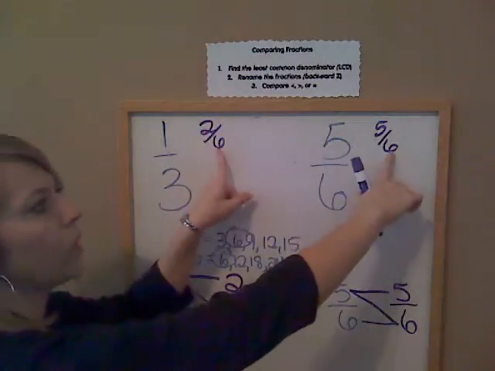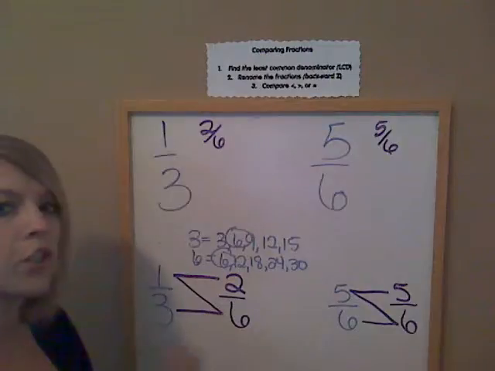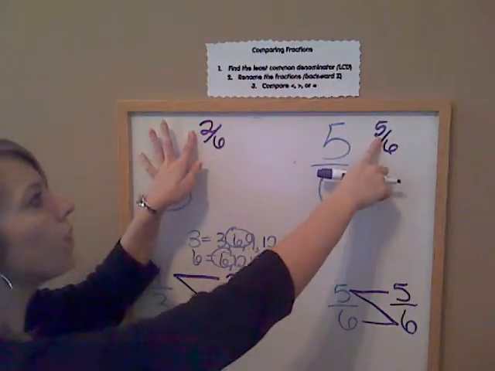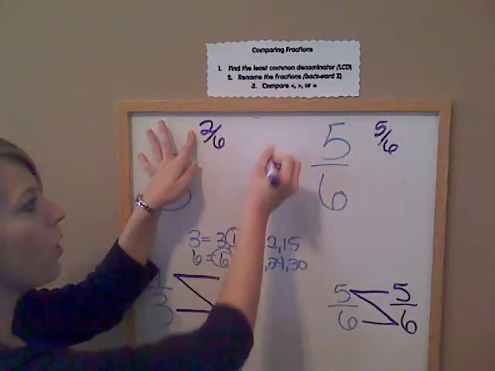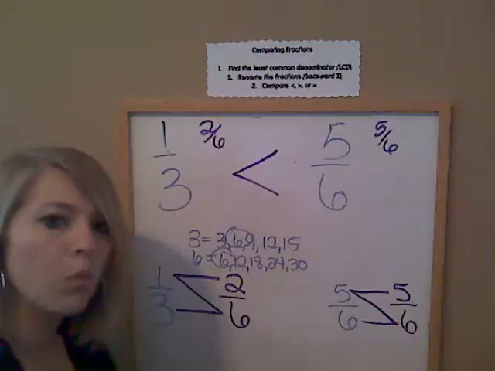So now at this point, we do have common denominators, so we can go ahead and look at our numerators to determine whether it's greater than, less than, or equal to. So if we look at 2, we look at 5, we can easily see that 2 is smaller, so we need the less than symbol here. Okay, we'll try one last one.